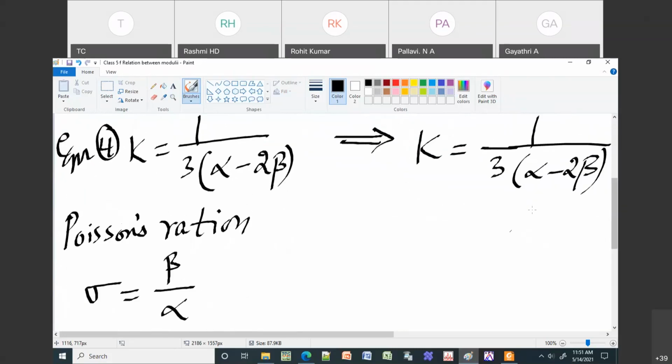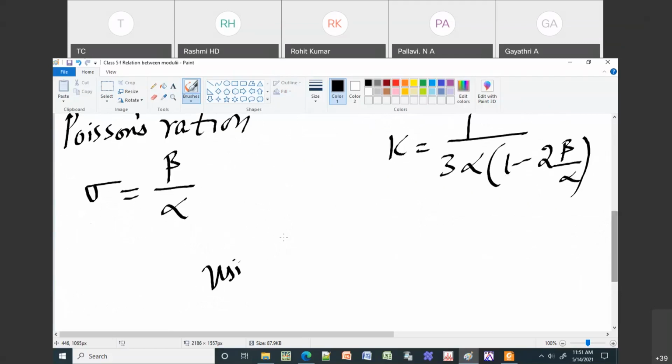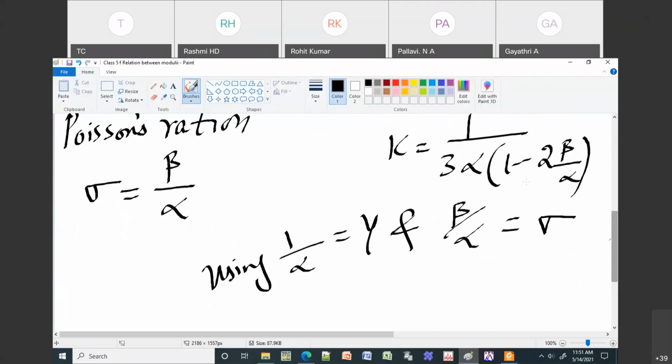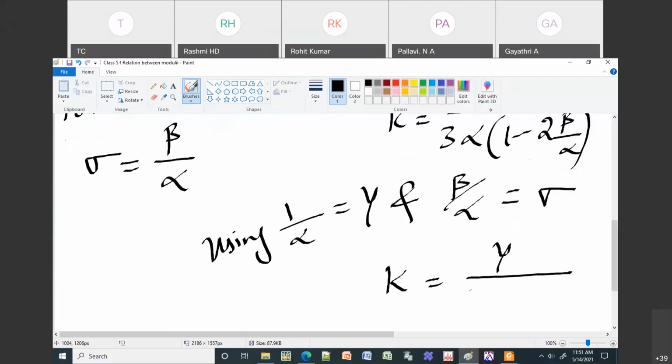Now you take alpha common. So k is equal to 1 by 3 alpha into 1 minus 2 into beta by alpha. Now again using 1 by alpha is equal to y, and beta by alpha is equal to sigma, we get k equals y divided by 3, because 1 by alpha is y, into 1 minus 2 times sigma, because beta by alpha is sigma.